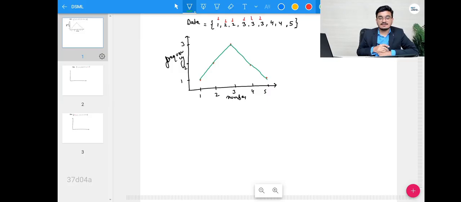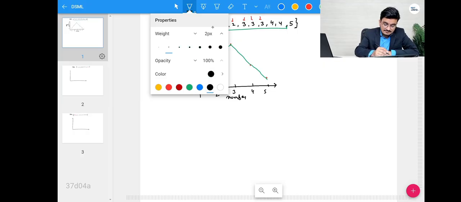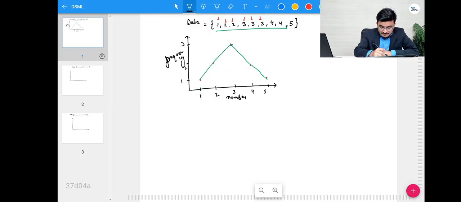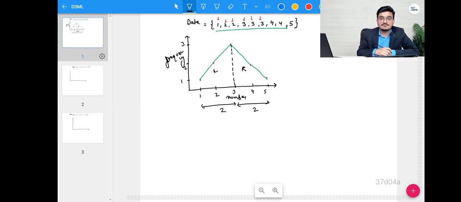So after connecting all these dots, this is what my distribution is looking like for this particular data set. Now, let's do the same thing we have done with the previous example. Let's drop a line from the top of this data set. I can see that this side, which is the left side, is identical to that of the right side, right? This distribution from 1 to 3, and this distribution from 3 to 5, both have the distribution of 2, right?